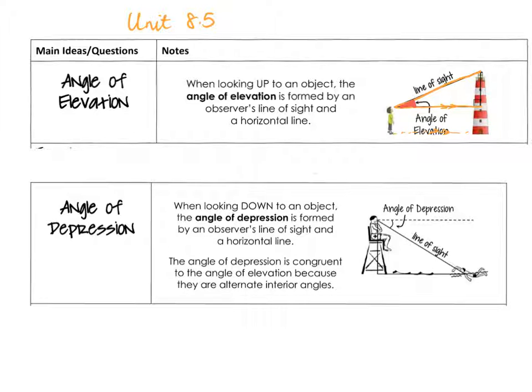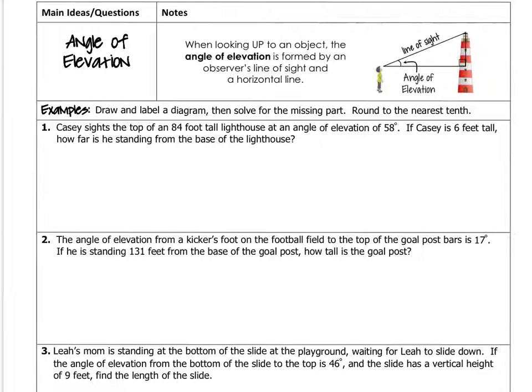And angle of depression is when we are looking at an object below, down below, and then there's an angle formed by, again, a horizontal line between your eyes and the object you're seeing. And the angle is right here, this little red thing right here. Okay, so let's look at some practice problems.